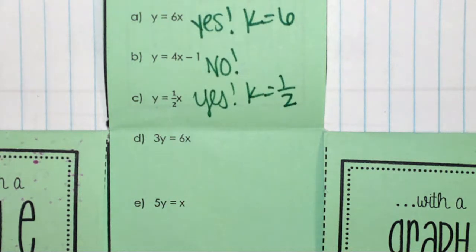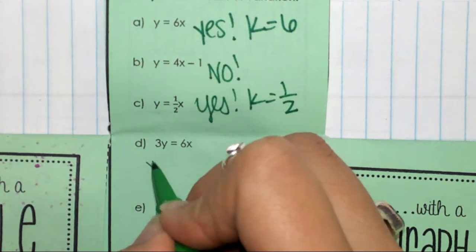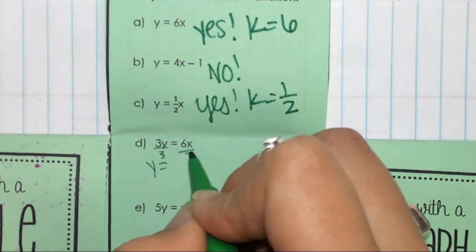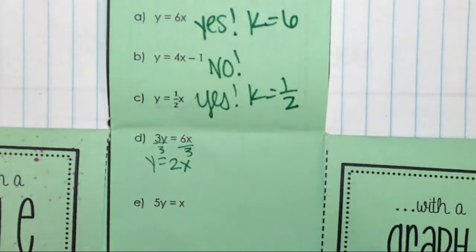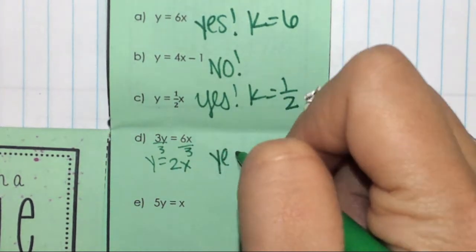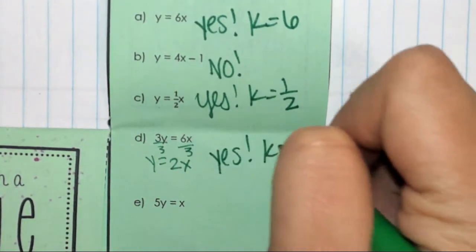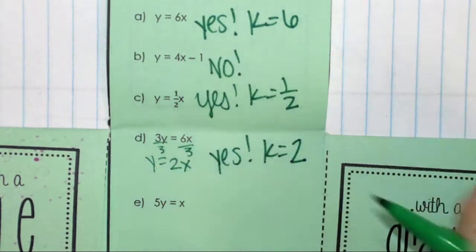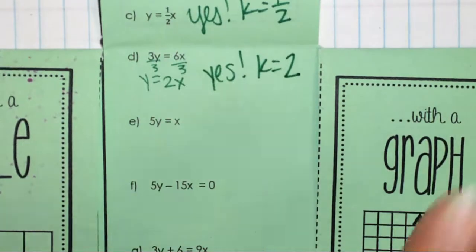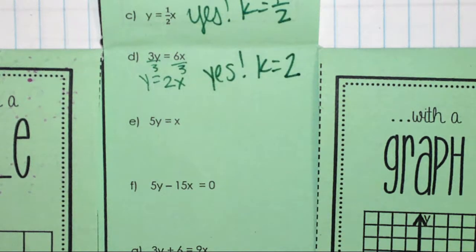No. I said no. It is. Divide both sides by 3 to get y by itself. And you would get y equals 2x. So that has y and x alone. And what is your k? 2. Alright, what about e?